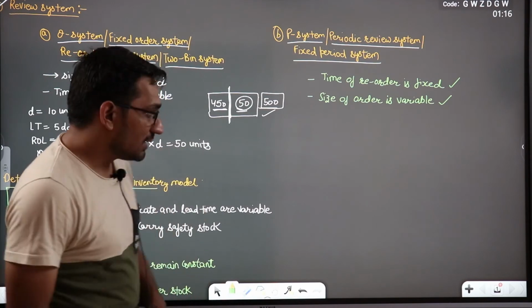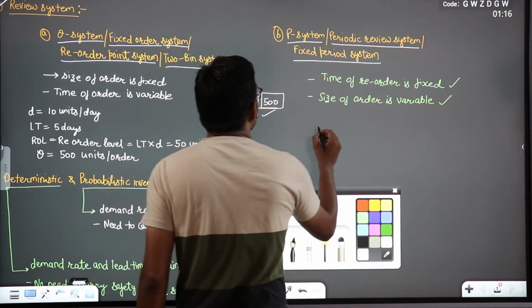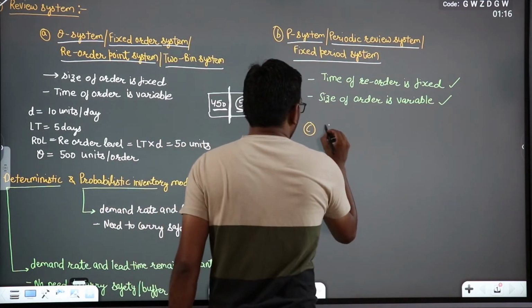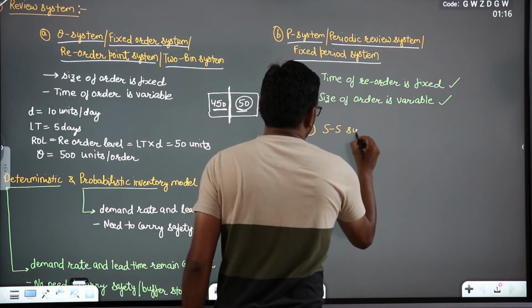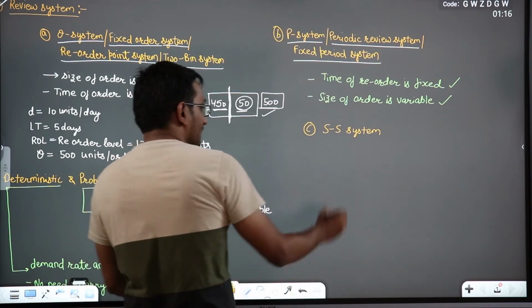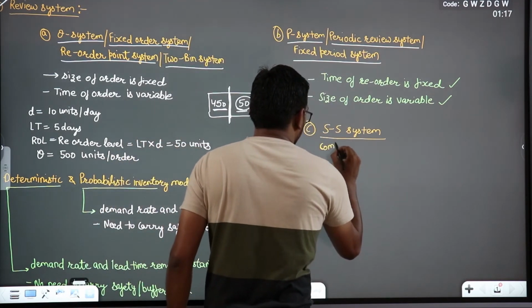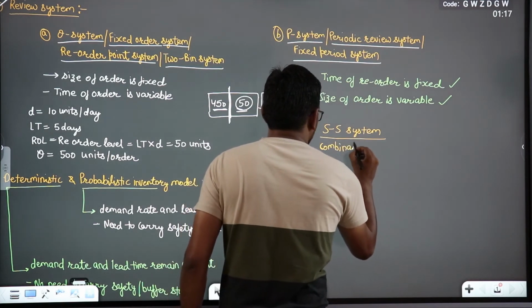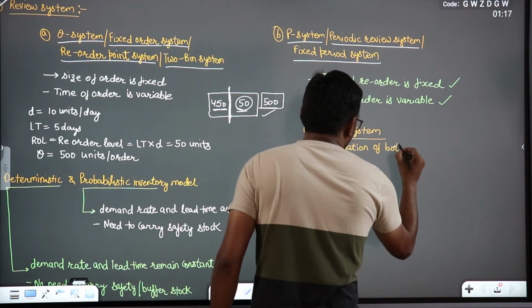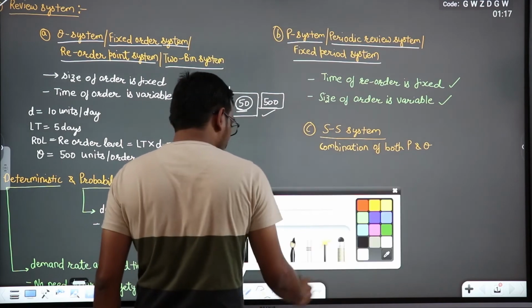There is another, third system also, which is known as the SS system. The SS system is a combination of both P and Q, right?